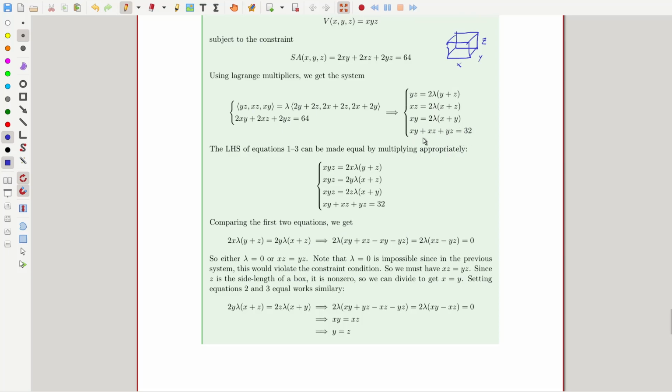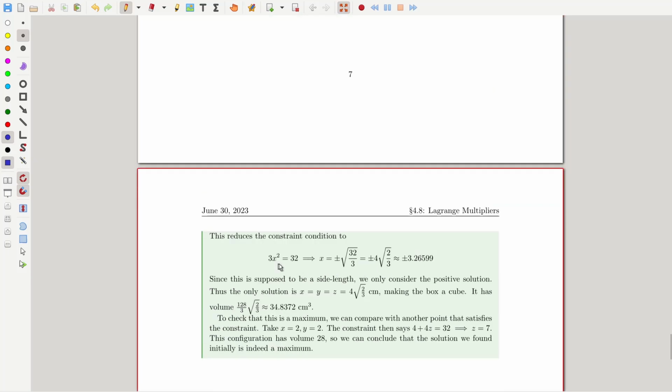X, y, and z are all equal. That makes these three terms collapse into one term. It'll be 3 times x squared is equal to 32, which is what I wrote here. And then divide and take the square root to solve for x. You get these values. And because x is a side length, it's got to be the positive value, so we take the positive root. And x, y, and z were all equal, so all three sides are of this length.